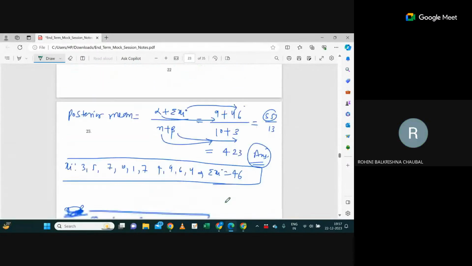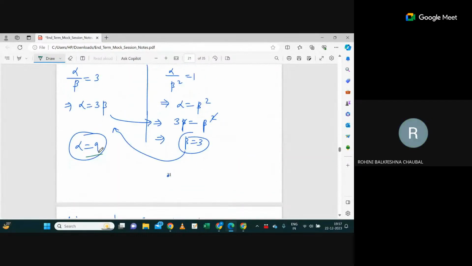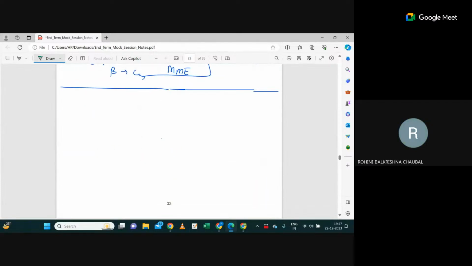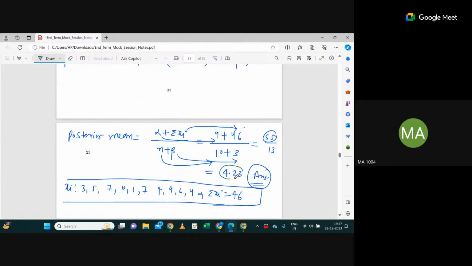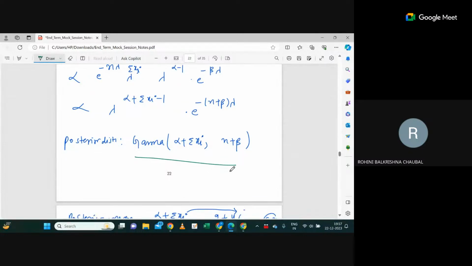Alpha is 9, we have calculated, right? Alpha is 9. But what is the posterior distribution here? The posterior distribution is gamma. The posterior mean was 4.2. That will be alpha plus sigma xi.